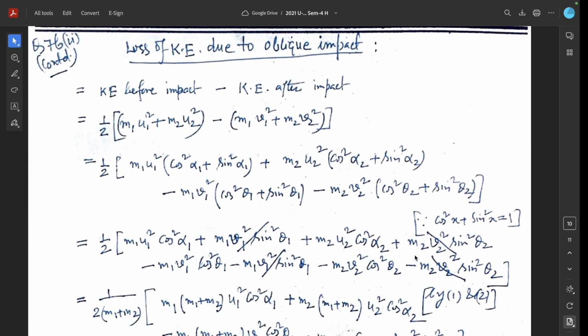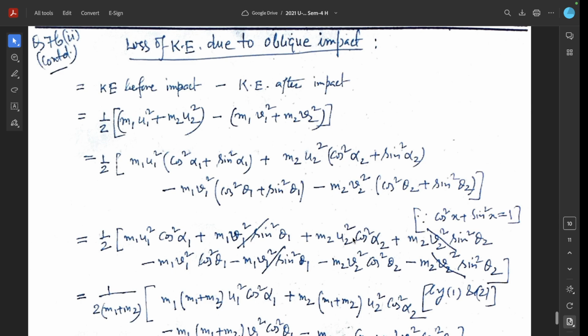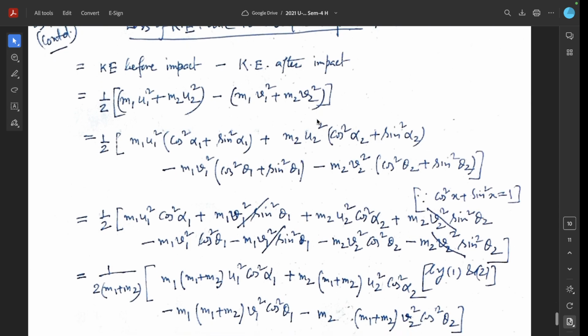Next part, loss of kinetic energy due to oblique impact. This is equal to kinetic energy before impact minus kinetic energy after impact. Before impact it is half m1 u1 square plus m2 u2 square, minus m1 v1 square plus m2 v2 square. We multiply the u1 term by cos square alpha 1 plus sin square alpha 1, the u2 term by cos square alpha 2 plus sin square alpha 2, the v1 term by cos square theta 1 plus sin square theta 1, and the v2 term by cos square theta 2 plus sin square theta 2.